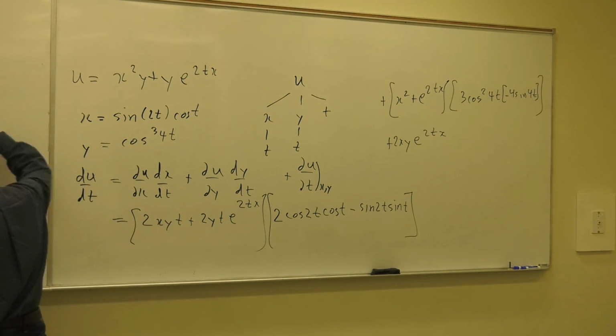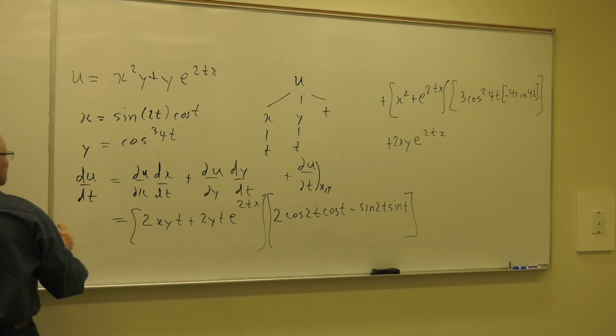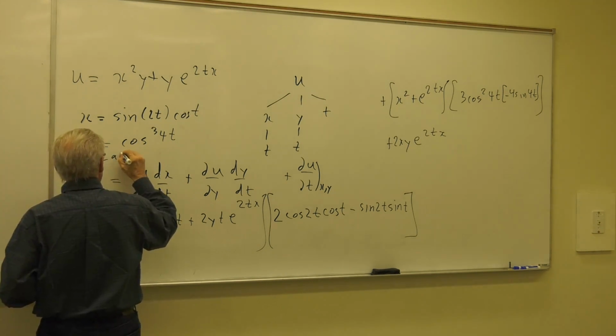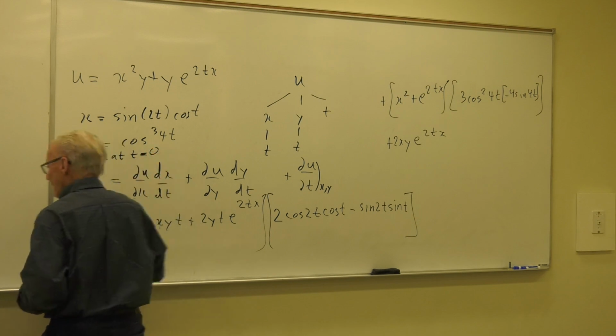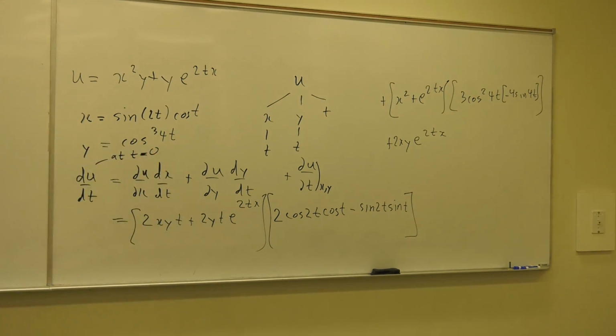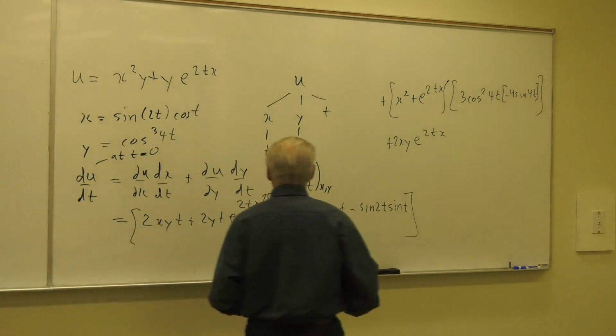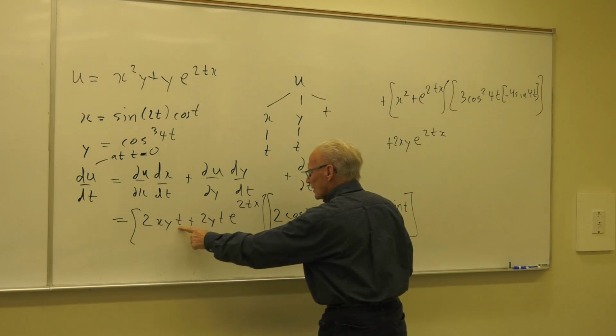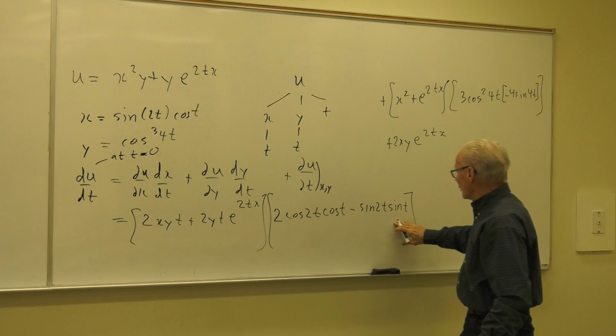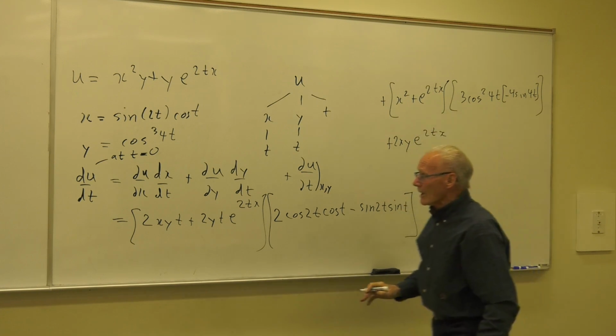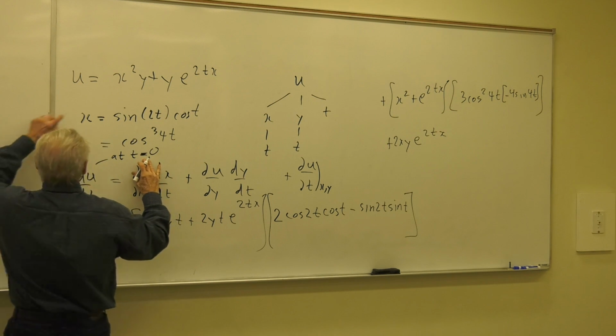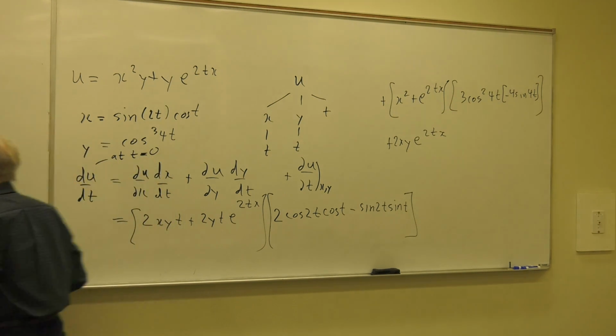Let me carry this example a little bit further. Say, let's calculate this at t equals 0. Calculate the rate of change of that function u as a function of t when t is equal to 0. So we have no problem calculating this for t equals 0. Every time you see a t, you put in 0. But you also have terms that have x's and y's, so you'll have to take this value of t, get the x, get the y, and use those as well.